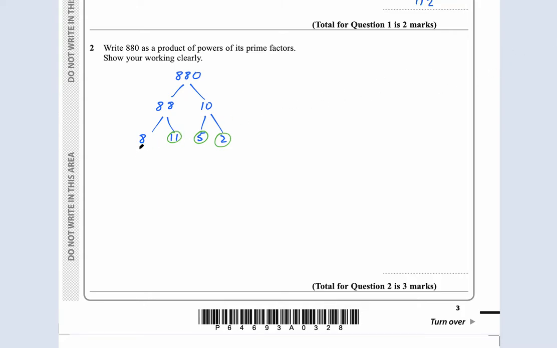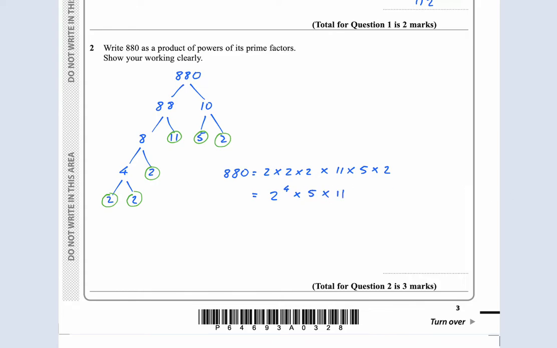The 8, though, I can still go into 4 times 2 and 2 times 2. The 2 is obviously a prime number. So I circle all the primes, and this is what I'm left with. So 880 equals 2 times 2 times 2, 2 times 2 times 2, times 11 times 5 times 2. All these numbers multiply together. But he wants it as a product of powers of its prime factor. So we have to go 2 to the power of 1, 2, 3, 4 times 5 times 11.